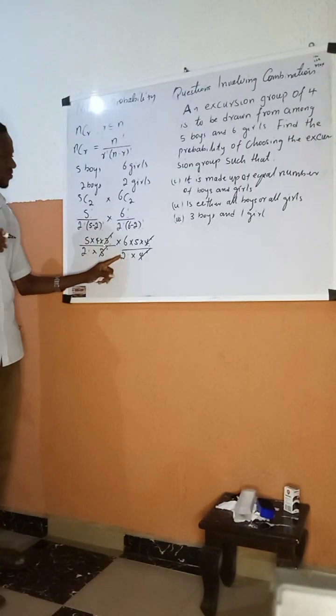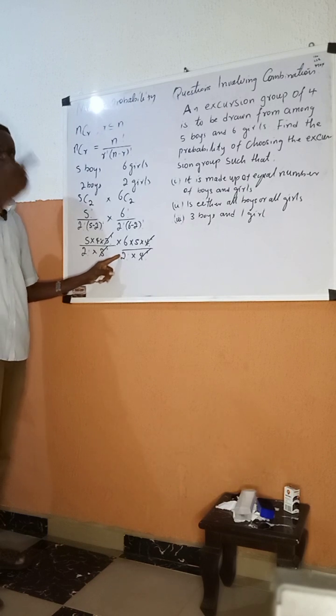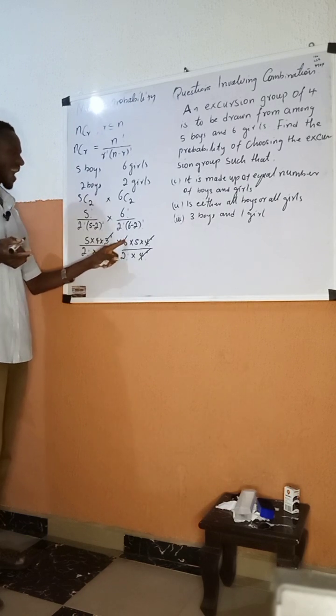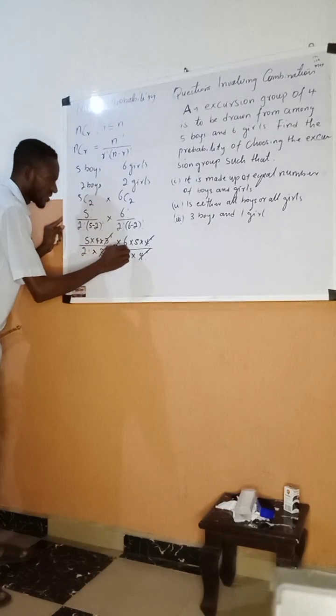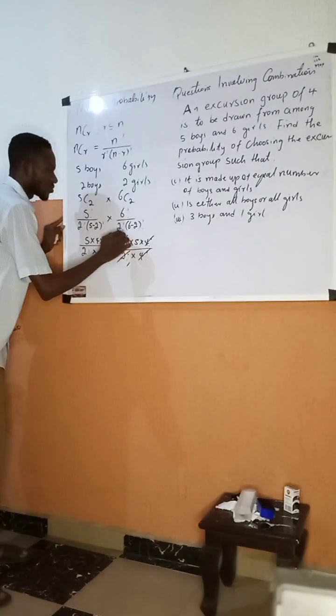And of course, 2 factorial means 2 times 1, and 2 times 1 is 2. And I have 6 here. So I can equally say 2 here is 1, and 2 here is 3.